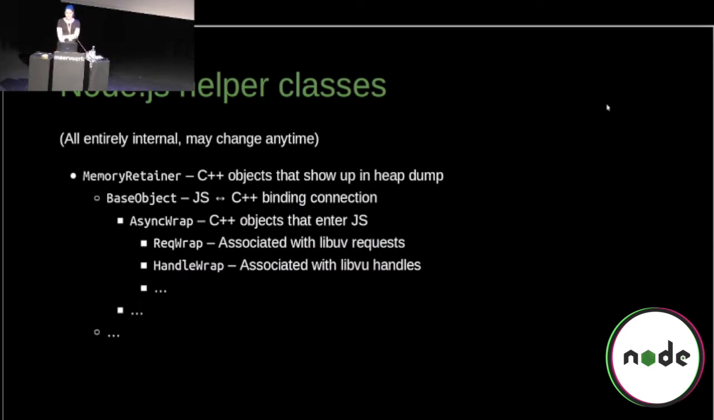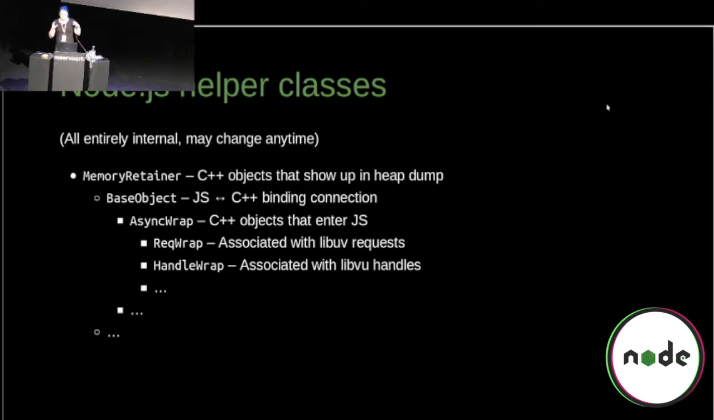Okay, so there's a few internal helper classes in Node.js that just help us provide some of these features. And we're not going to deal with most of these directly, but I'm just going to mention them because they're going to show up. So we have this MemoryRetainer class, which a ton of other classes inherit from. And it's mostly just things that we want to be able to show in the heap dump in the inspector, if you've ever used that. Including all JS objects and C++ objects that are directly attached to C++ objects. So we call that BaseObject.